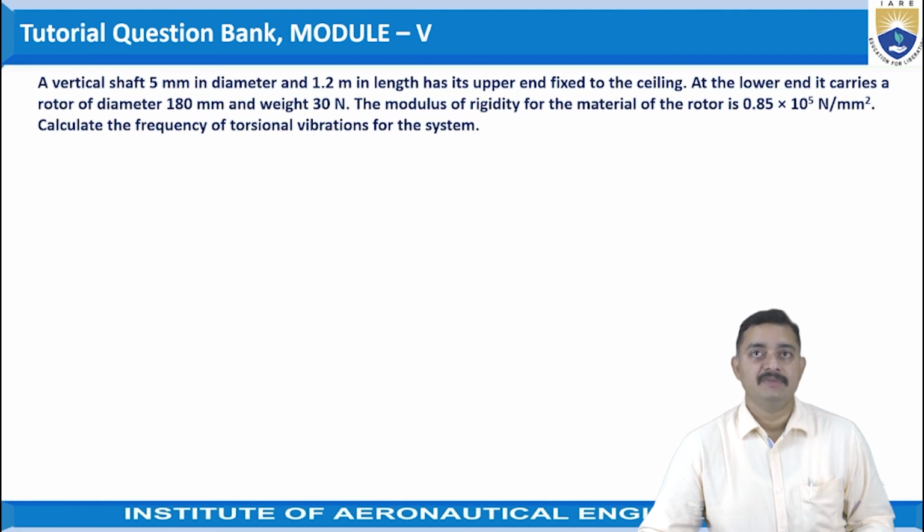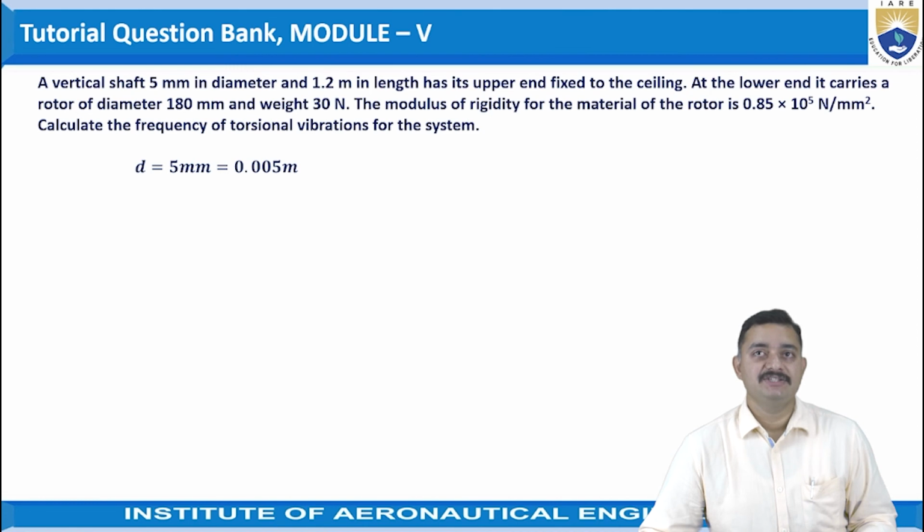Coming to the next problem. A vertical shaft which is 5 millimeters in diameter and 1.2 meters in length has its upper end fixed to the ceiling. At the lower end, it carries a rotor of diameter 180 mm and weight 30 newtons. The modulus of rigidity for the material of the shaft is 0.85 into 10 power 5 Newton per millimeter square. Calculate the frequency of torsional vibrations for the system.